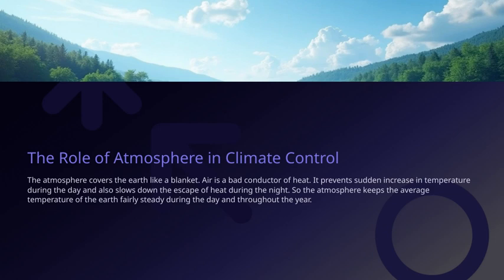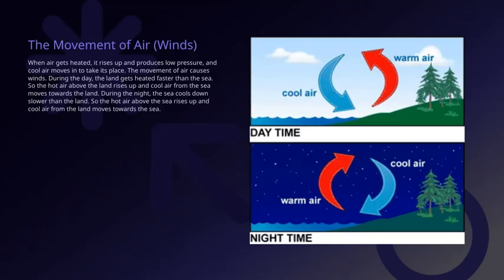When air gets heated, it naturally rises upwards, creating an area of low pressure below. In response, cooler air moves in to fill that space, and this movement of air is what we experience as winds. During the day, the land heats up much faster than the sea. As a result, the hot air rises above the land, and cooler air from the sea moves in to replace it, creating a breeze from the sea to the land.